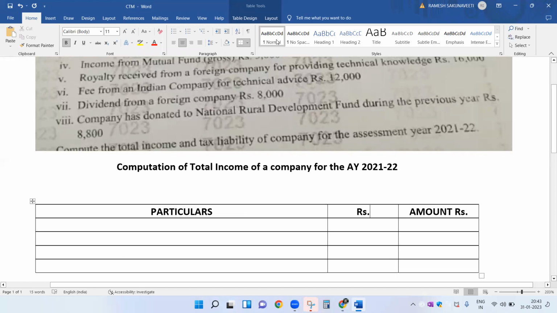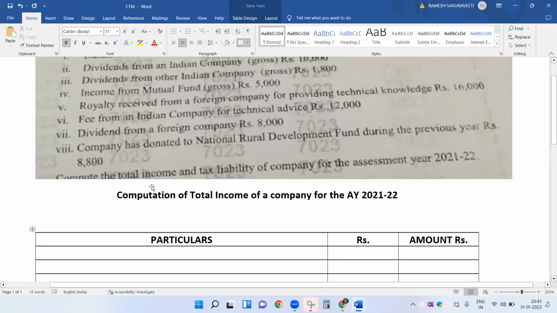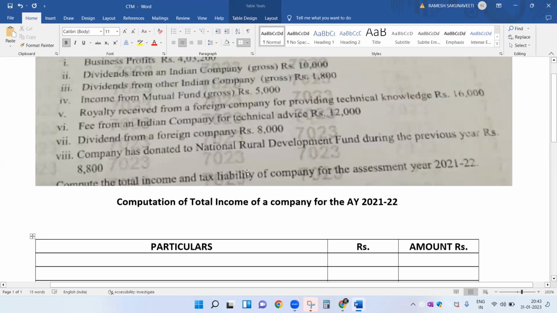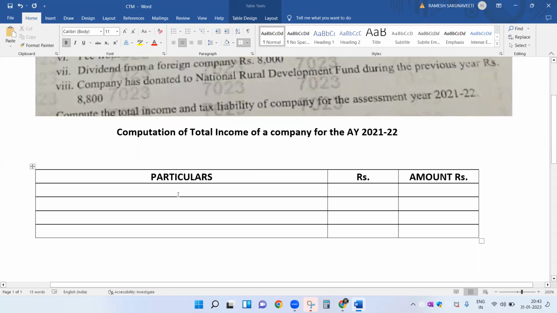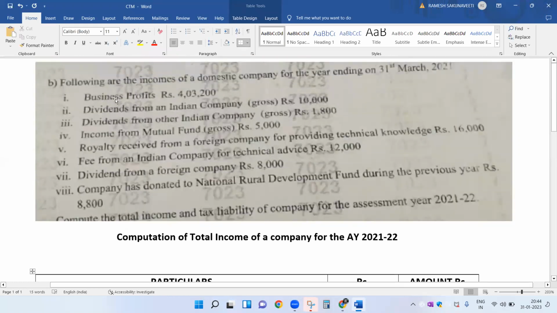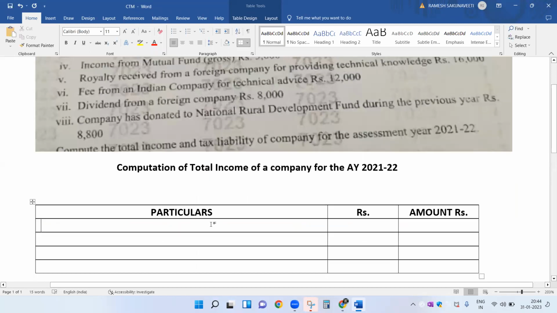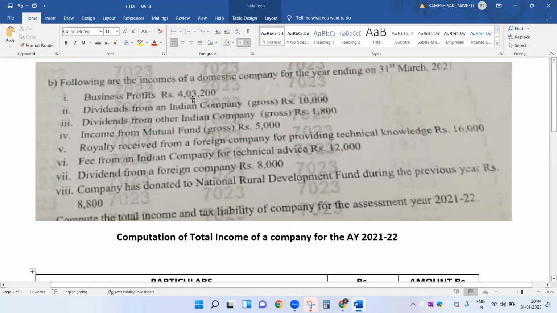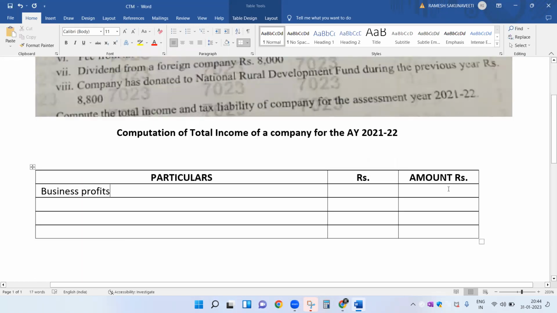So Priyadarshini, yesterday's problem I am doing. Okay, sir. This is the yesterday's problem that I shared in the WhatsApp group. I am doing it. Particular. So we have to start with business profits. Whatever profits are there, I am going to start with it. Business profits. What is the amount that is given? 4,03,200.